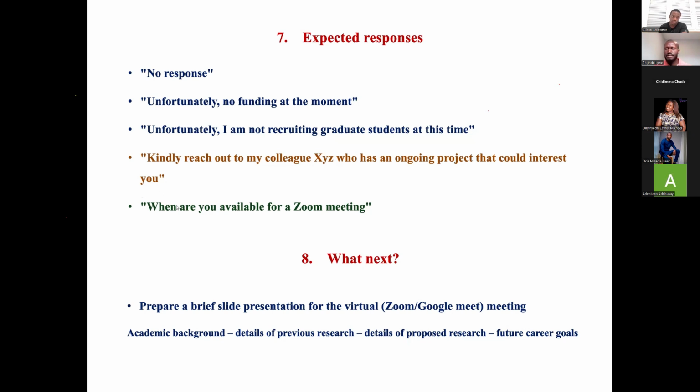And the last highlight here, which is where we all want to be, is where they express interest in you and ask for your availability for a Zoom meeting or something like that. And that's where everyone wants to be, right? So once you get this, what next? The last thing to do once you get this positive response is to prepare a brief slide presentation. And then, of course, you respond that you're available whenever they're available.